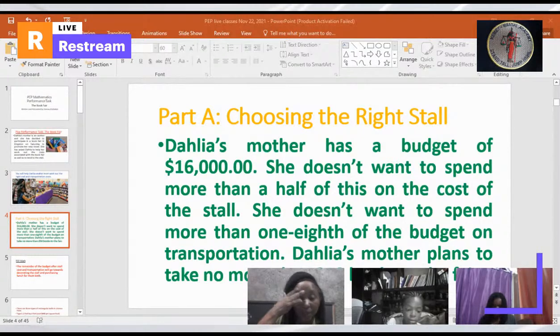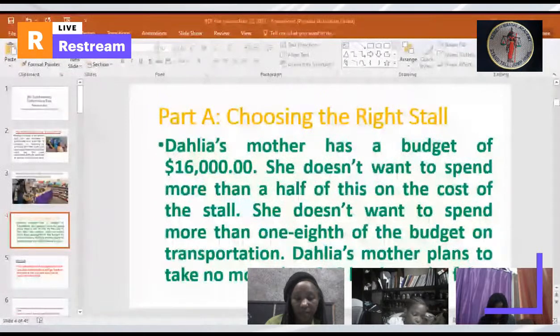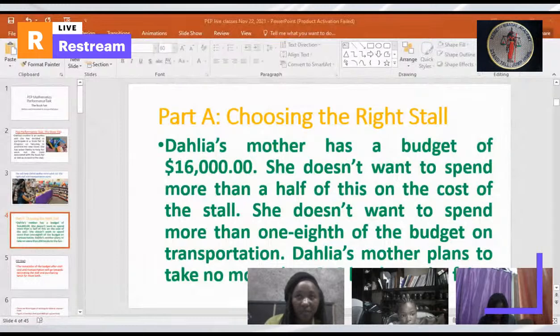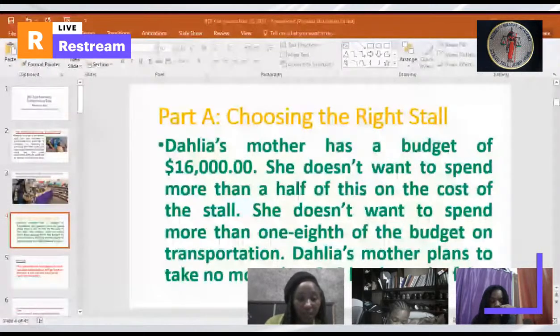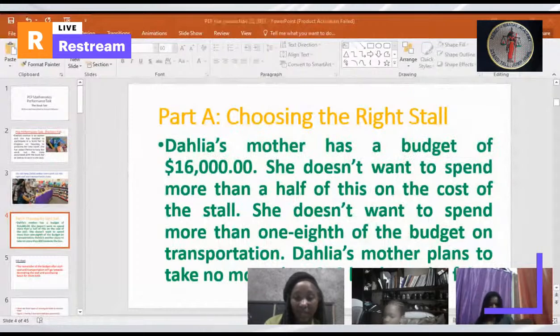So Dahlia's mom has said, okay, we have $16,000 that we can spend towards this book fair. And she has to think about renting the stall. She has to think about transportation costs and all of that. All right. So what else is important? She doesn't want to spend more than half of that on the stall. And she doesn't want to spend more than 1/8 of the budget on transportation. So we'll underline those two. We'll underline the half and we'll underline 1/8.